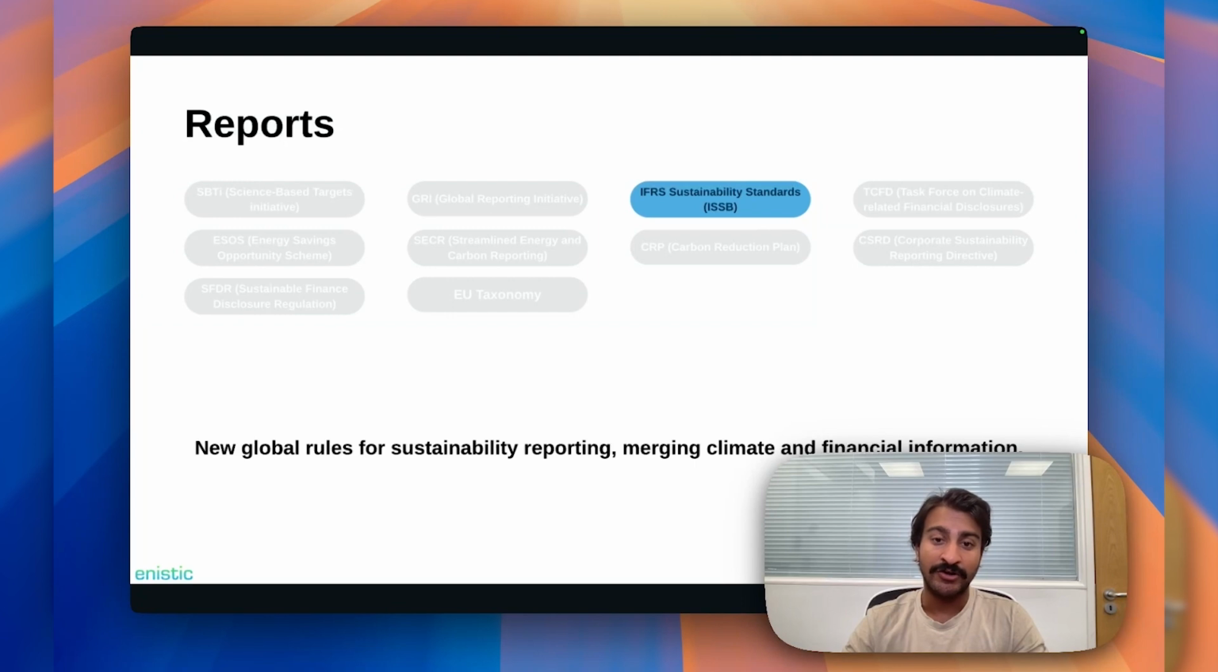The IFRS sustainability standards are new global rules for sustainability reporting, merging climate and financial information. These were developed by the ISSB, and they aim to bring consistency and comparability to global financial and sustainability reporting. The focus is on what's financially material for investors, starting with general sustainability and climate-related disclosures.